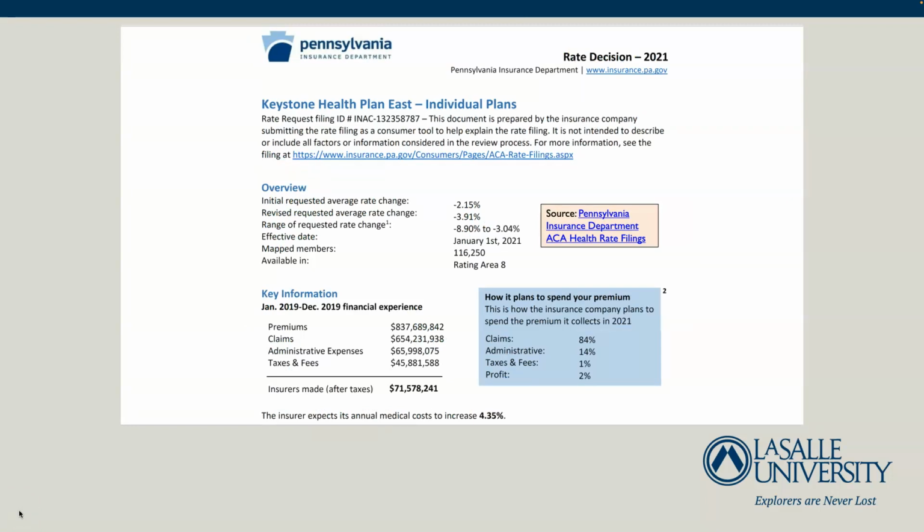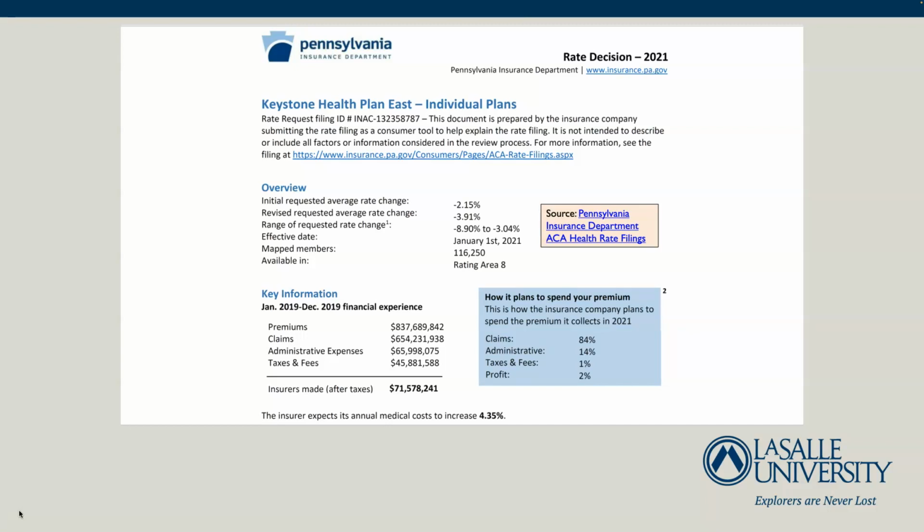Here is the most recent data for 2021. So in 2019, they also had a profit of $71 million, and going into 2021, they actually had a revised requested average rate change of minus 4%. So premiums were starting to fall as these markets were stabilizing. But early on, the prices were increasing quite considerably.